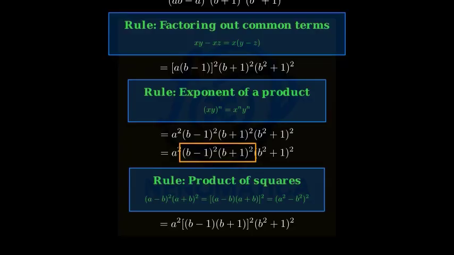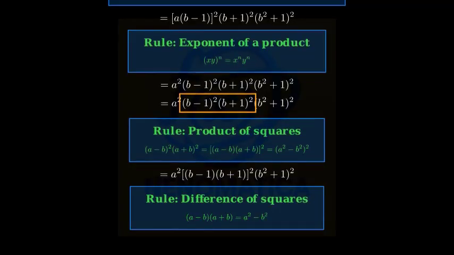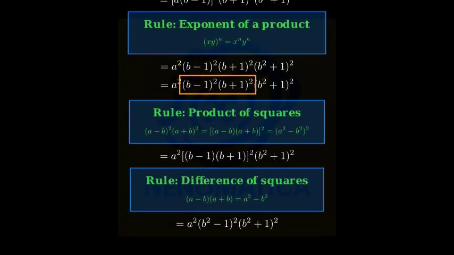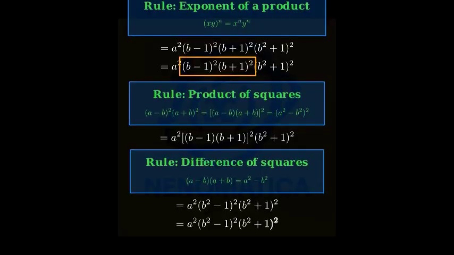Now, let's simplify the expression inside the square brackets. We know that (b minus 1) times (b plus 1) equals b squared minus 1, using the difference of squares formula. So our expression becomes a squared times the quantity (b squared minus 1) squared times (b squared plus 1) squared. Let's continue by looking at the product (b squared minus 1) squared times (b squared plus 1) squared.